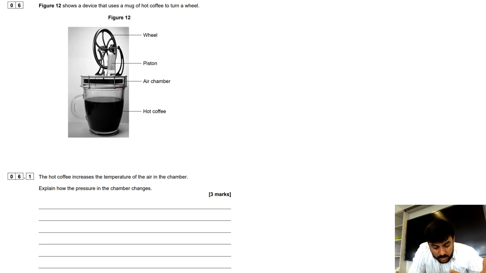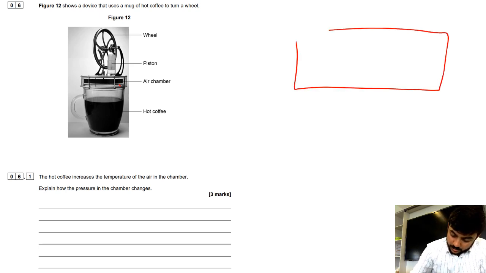But because the pressure increases, the volume increases, the pressure decreases again, which causes the volume to decrease again, and it goes up and down and up and down. Obviously it uses some sort of mechanical linkage to make sure that wheel turns constantly. So, explain how the pressure in the chamber changes.